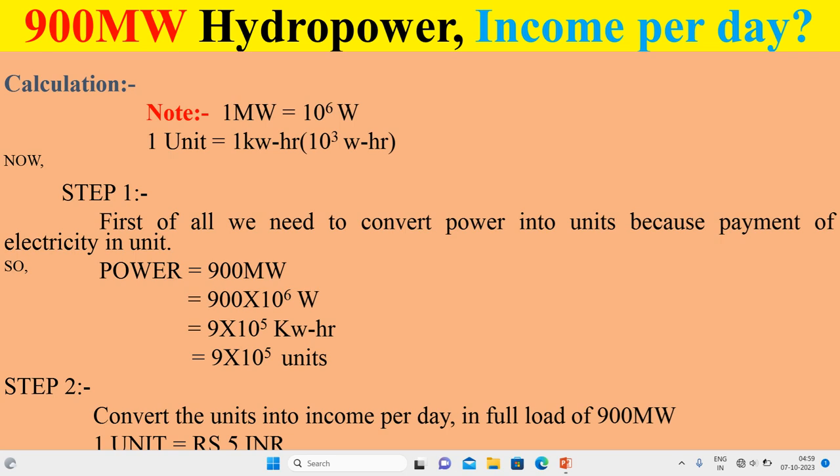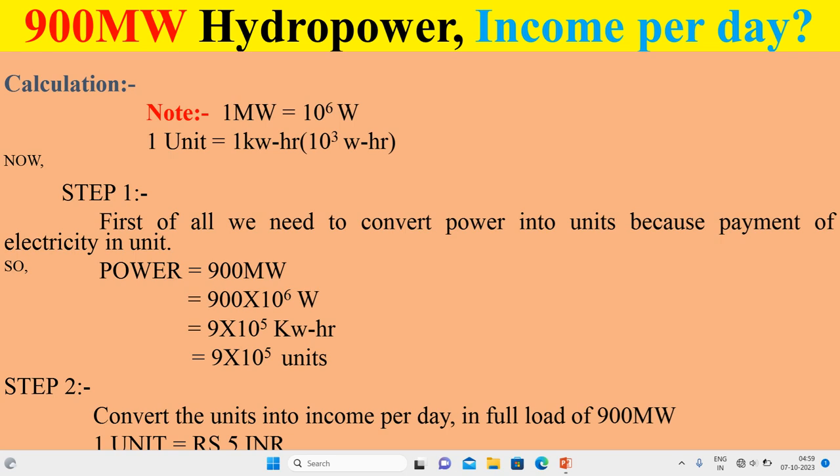First of all, we all know that this is the power, and this is our 900 megawatt. I hope you can see my cursor here. 900 megawatt is our aim, and 1 megawatt equals 10 to the power 6 watt, so it will be 900 into 10 to the power 6 watt. We need to convert this into kilowatt hour. 1 kilowatt equals 10 to the power 3 watt, right?